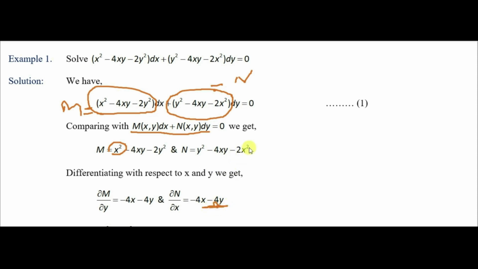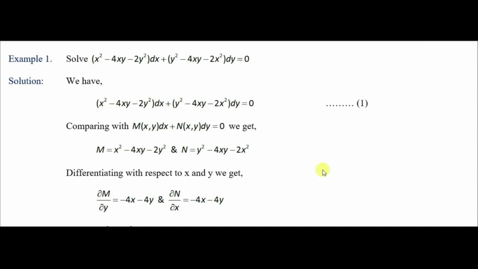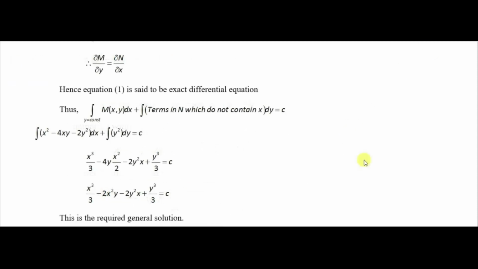And the derivative of x square is twice x, into minus 2 is minus 4x. So from these two equations, if you observe, both values are equal. So from this we can write del M by del y is equal to del N by del x, and this is the condition for exactness. So hence equation 1 is said to be an exact differential equation.